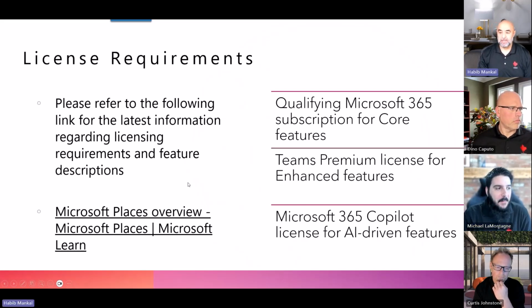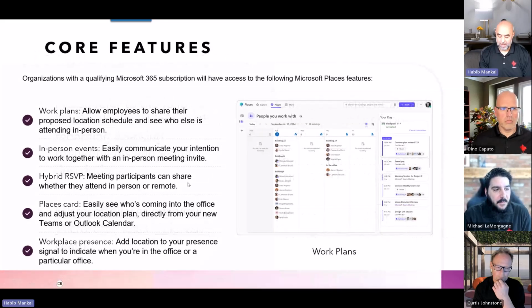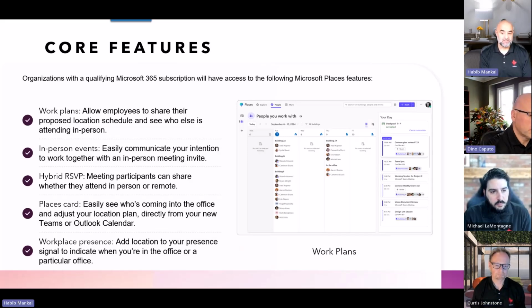Yeah. So let's dive into how you can access Places features. There's three different ways, right? One is using the core Microsoft 365 license. So whatever Microsoft 365 SKU you have, you get this functionality. You get the ability to create a work plan, RSVP, hybrid RSVP when I respond to a meeting request, see who's coming into the office, right? And doing that from your Outlook calendar, your Teams calendar, et cetera.